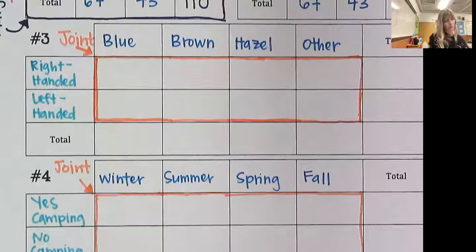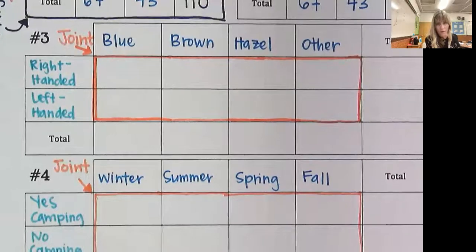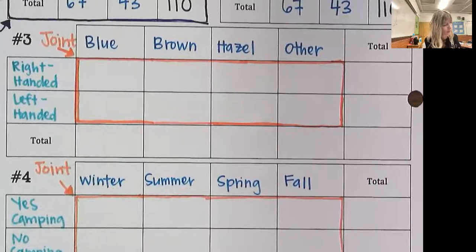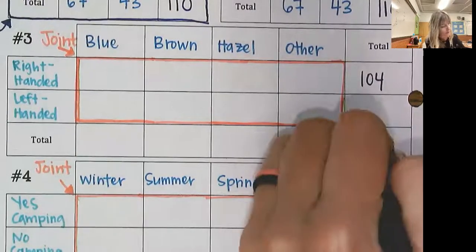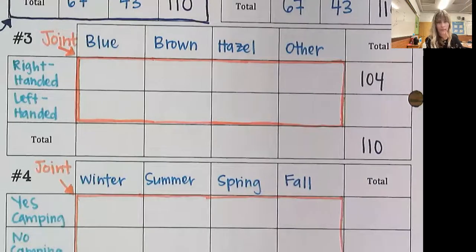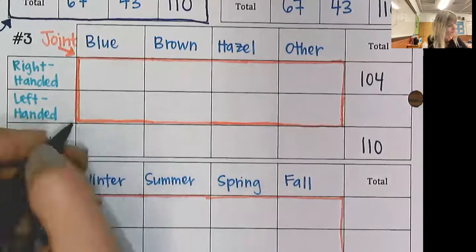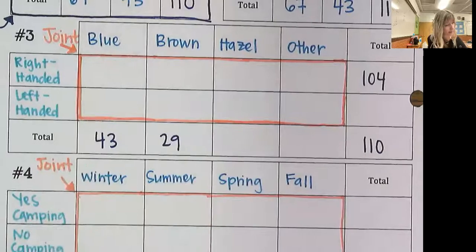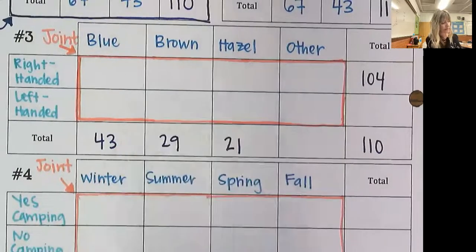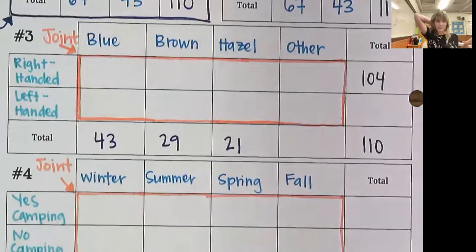So what I'm going to do right now is give you a selection of data. Okay? There's some we already know, but that's okay. Like we already know 104 total of you are right-handed. We already know 110 answered this survey. I'm going to tell you some other stuff now that you didn't already know. Like I'm going to tell you some marginal frequencies down here. 43 of you have blue eyes, 29 of you have brown eyes, and 21 of you have hazel eyes. I'm going to leave the rest of the marginal frequencies for you to try and figure out.